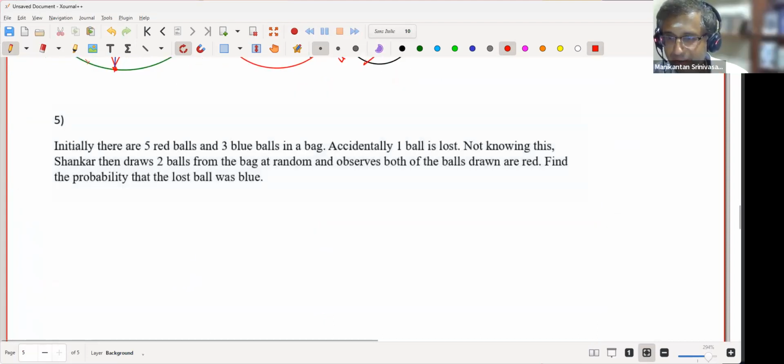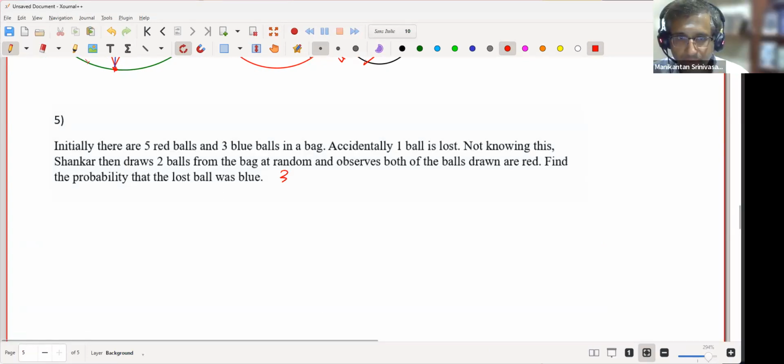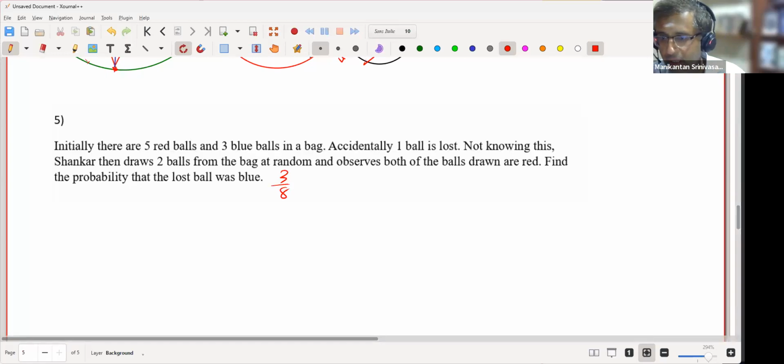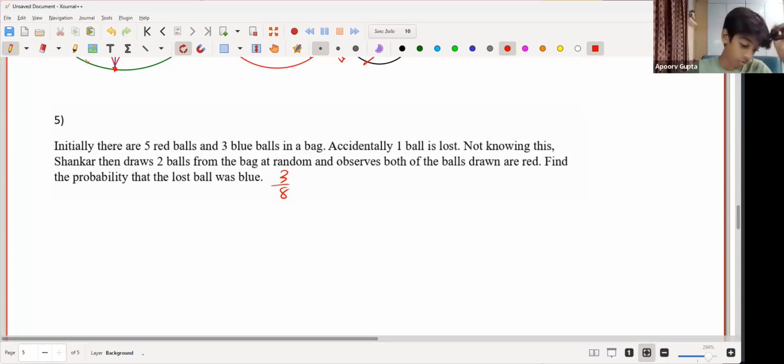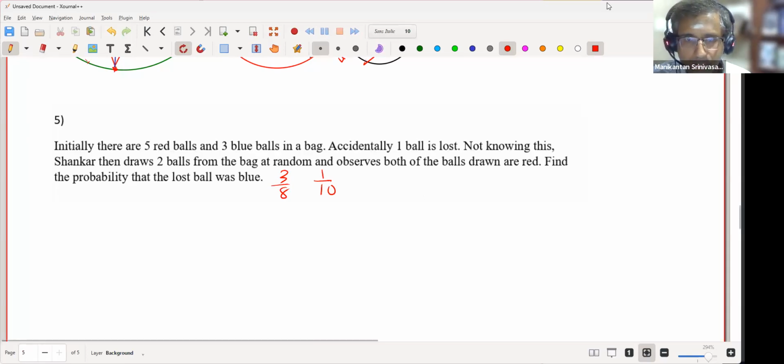Do you have an answer at all, Kunsh, on this? I feel like the answer should be just 3/8, and the middle sentence should not matter at all. Okay, 3/8. And any other answer, Apurva? I'm not sure because I don't have my working, but I got 1/10. Okay, you're saying 3/8. What is the logic there?